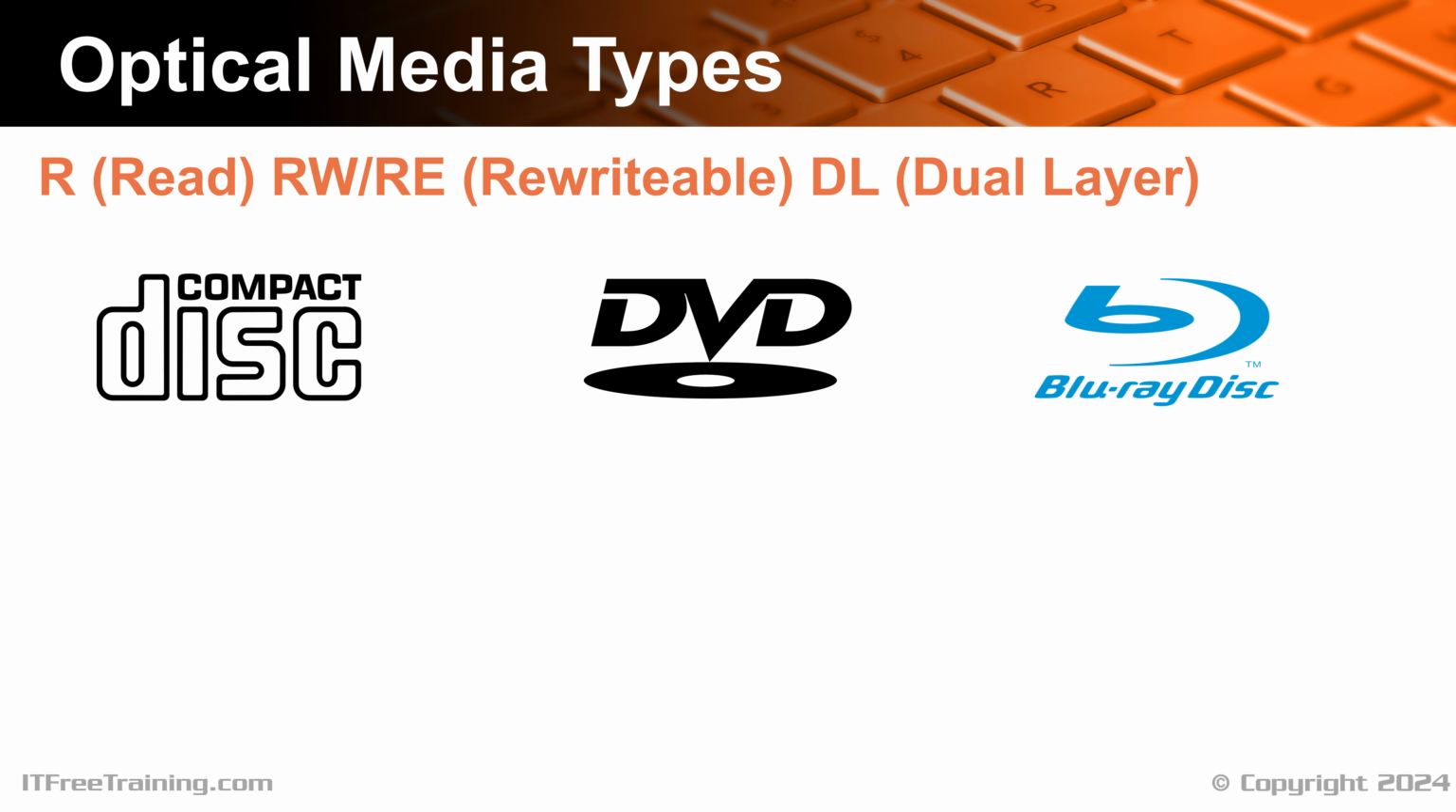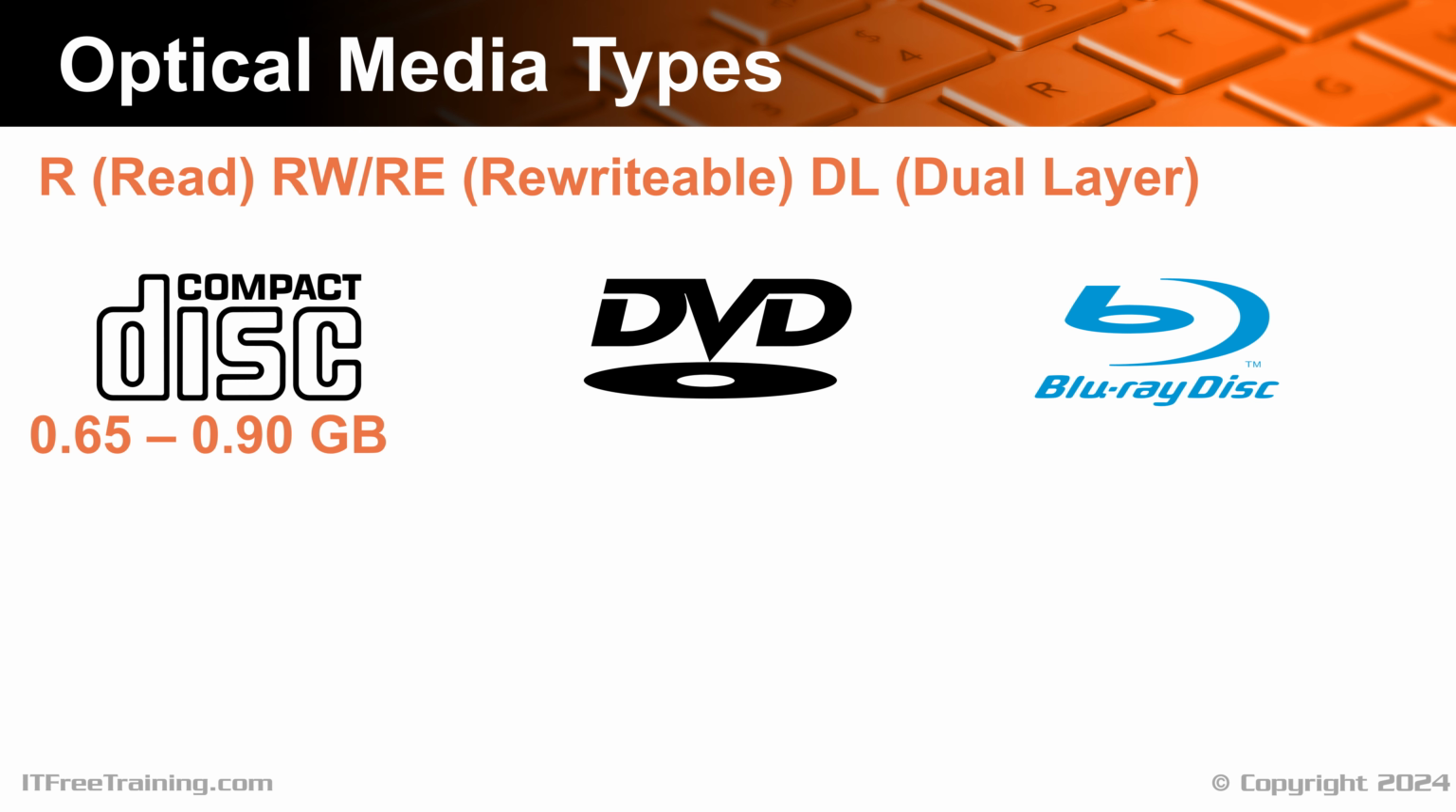DL stands for dual layer, which is a technology that allows 2 layers of data to be stored onto the optical disk. The way this works is the laser refocuses to access the top or the bottom layer. However, only one layer can be accessed at once. The advantage of dual layer is that you double the amount of data stored on the optical disk.